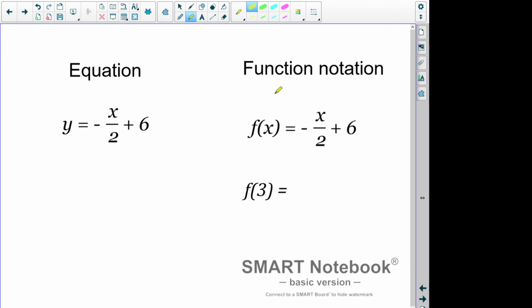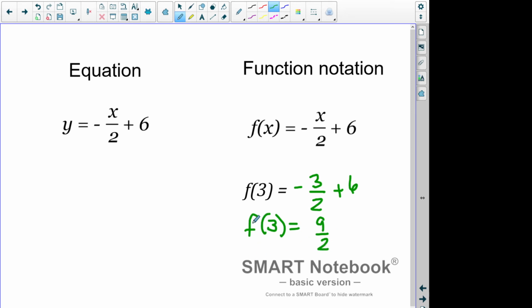Okay, so in this case, to evaluate this function, I'm going to take the value x, divide it by 2, take the opposite of that, and add 6 to it. And that tells me how to get the output for that function. So in this case, if 3 is my input, then my output is going to be -3/2 + 6. If I work through that, I'm going to turn this into a fraction. This would be 12/2 - 3/2. That's going to give me f of 3. f of 3 is equal to 9/2.